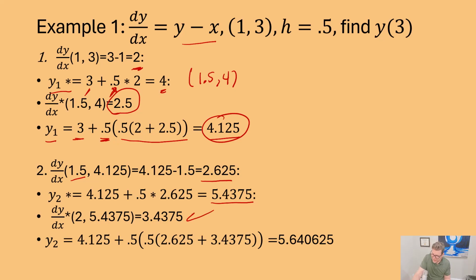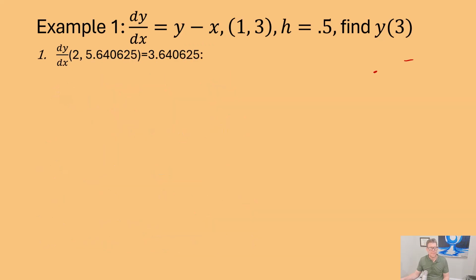I go in again, I find the value of my differential equation now at the next intermediary step, at (2, 5.4375), which ends up, by the way, giving me 3.4375. Then my next step, y2, is going to be y1 plus the step size times my average again, and that gives me 5.640625. Step number 3 is going to end up being dy/dx, but evaluated now at (2, 5.640625). So that gives me 3.640625.